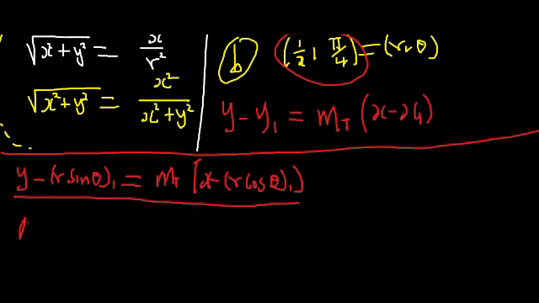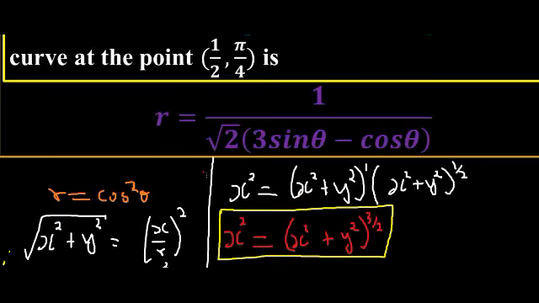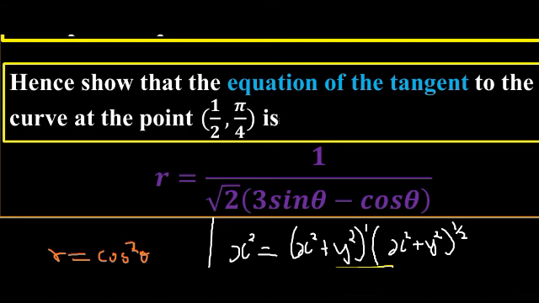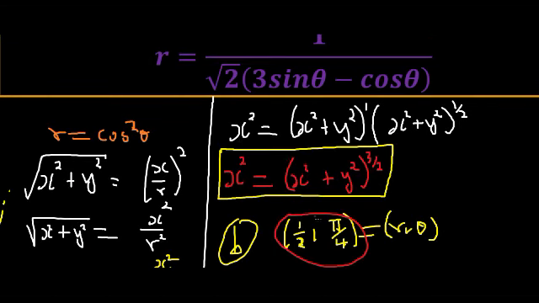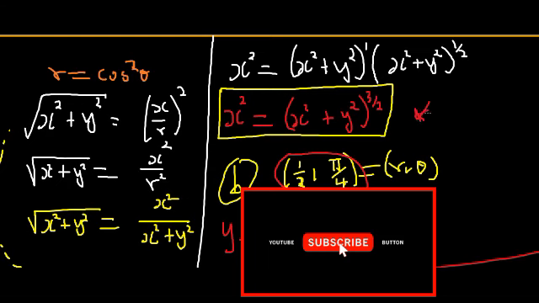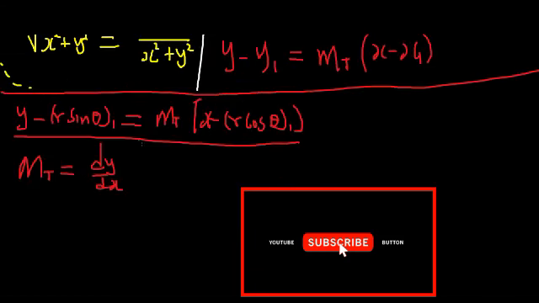M of tangent here is simply the gradient, or the first derivative, of the function that we got above. Now look at it. We have been given our polar equation here, r equals to square theta, and we have converted it to the Cartesian equation: x squared equals x squared plus y squared to the power 3 on 2. We are going to use this equation, star, to get our m of t.